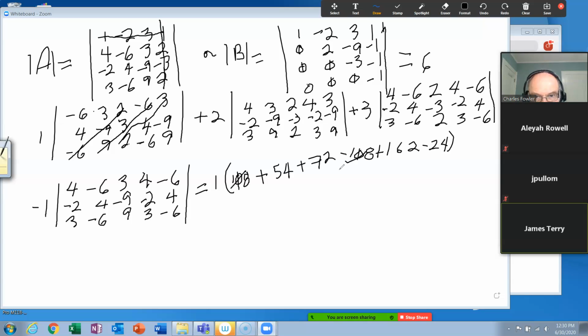162 and 54 would be 216. And then add to that 72 is 288, I think. Okay, so 288. So that's going to be a 288. Now, they got a negative 60, which aggravates the fool out of me.